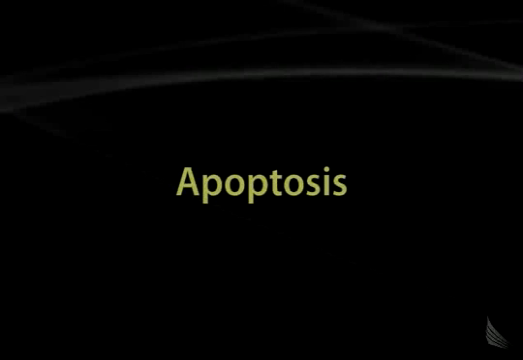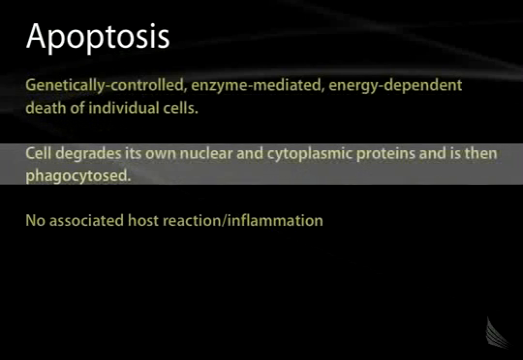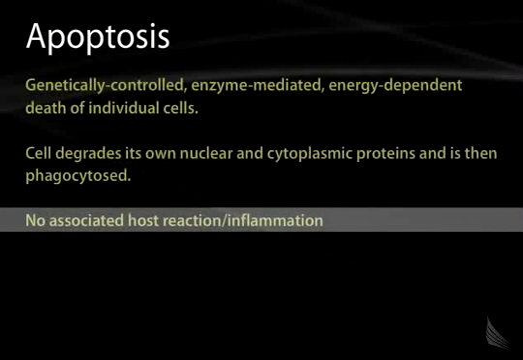How about apoptosis? How does apoptosis occur? Now, we already described for you what apoptosis was. It's the genetically controlled, enzyme-mediated, energy-dependent death of individual cells. Remember, it occurs in a controlled fashion. The cell degrades its own nuclear and cytoplasmic proteins and then blebs those things off, and they're all phagocytosed. Remember, there is no associated host reaction, no associated inflammation with apoptosis like you see in necrosis.